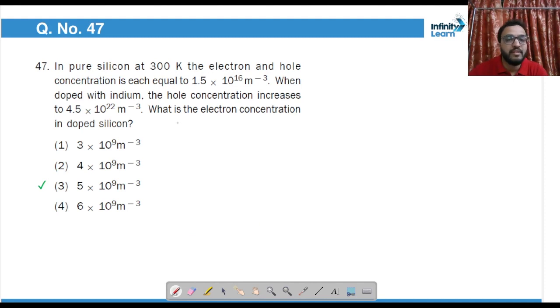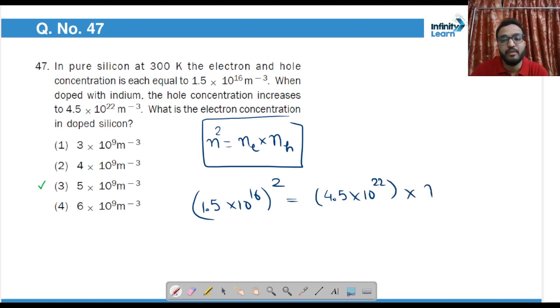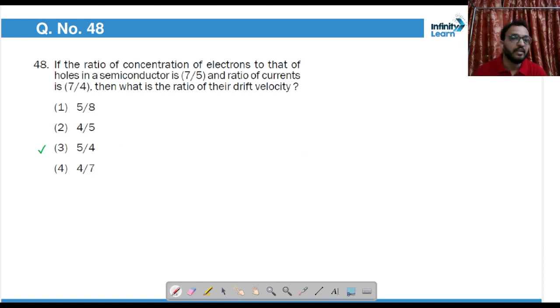Now here, this is the formula: N square is equal to Ne into Nh. Put the values, get your answer. What is N? You will say (1.5 into 10 to the power 16) whole square is equal to the hole concentration, 4.5 into 10 to the power 22, into the electron concentration. So after solving, you will get your answer.